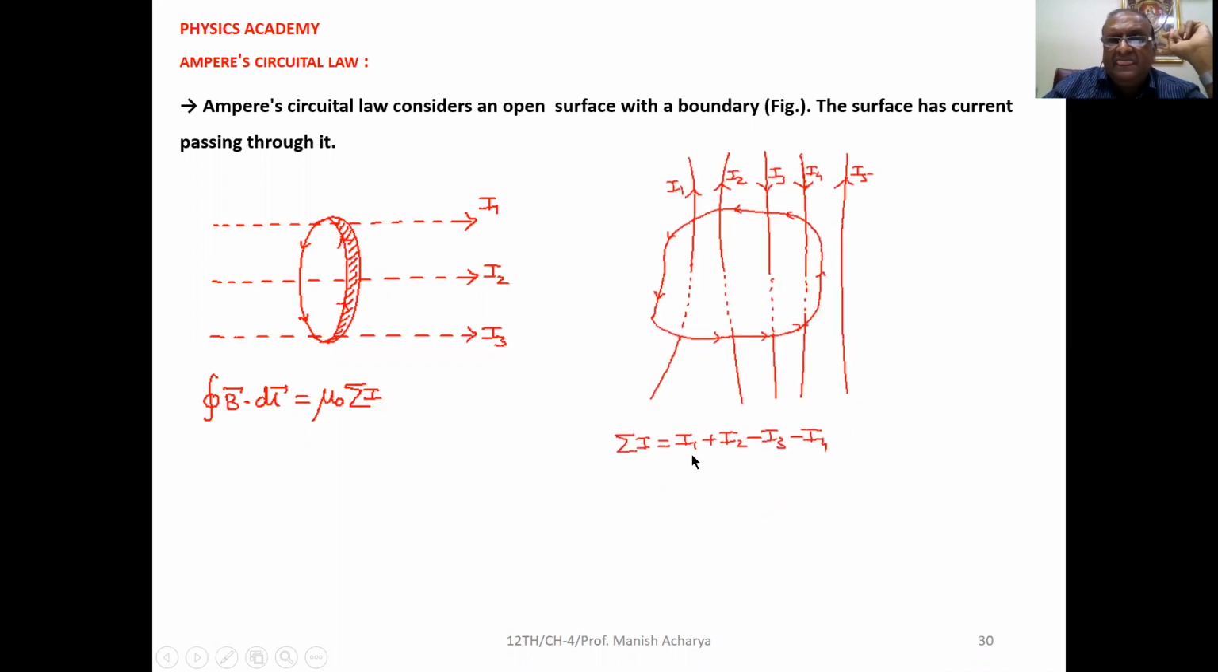But see here, suppose we consider another case. Here the open surface, that is this one, and here its boundary, that is represented in the figure. So this open surface is enclosed by this boundary in the direction shown by arrow.